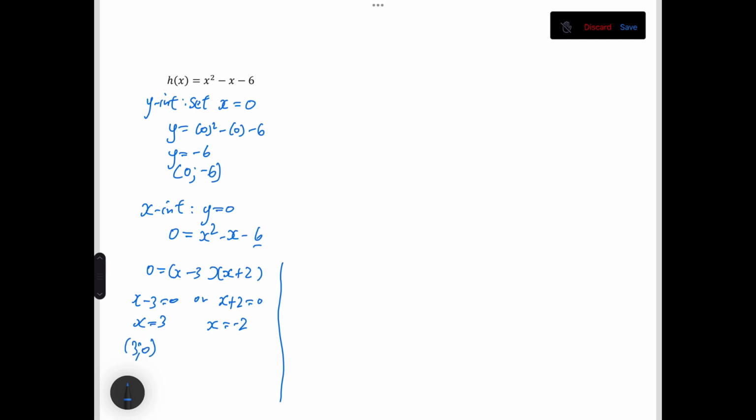Then there is another way. So I'm writing in coordinate form first. Then there's another way we can do it, and by now you should have learned this formula. It's called the quadratic formula: x equals minus b plus or minus the square root of b squared minus 4ac, over 2a.